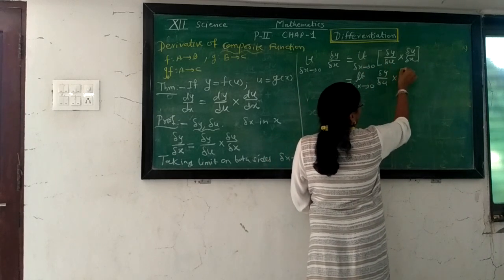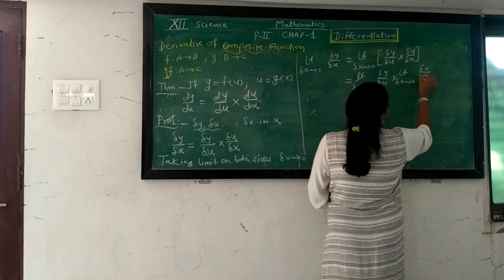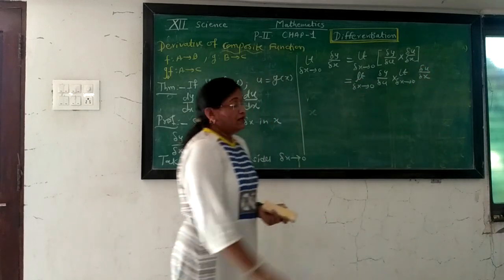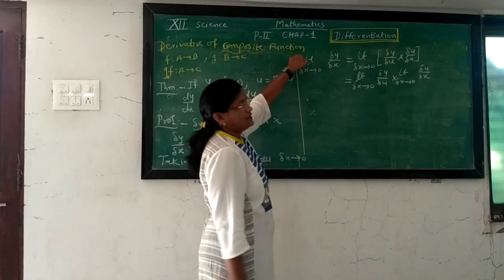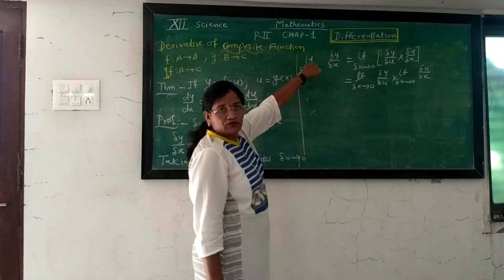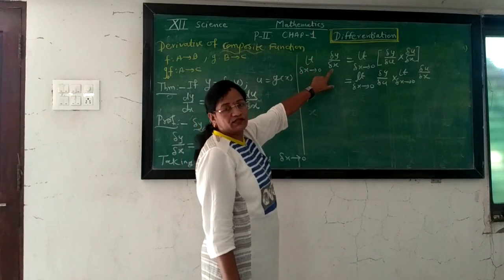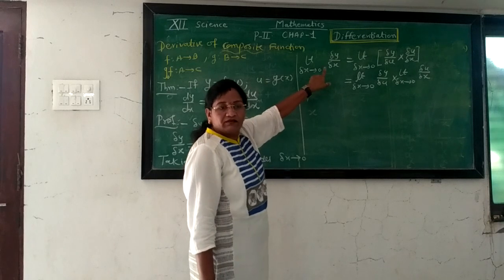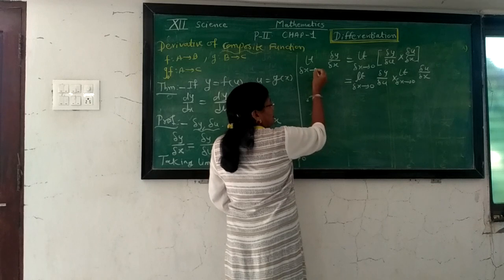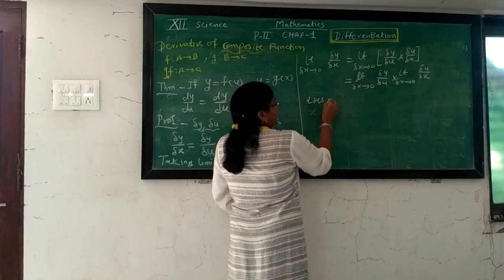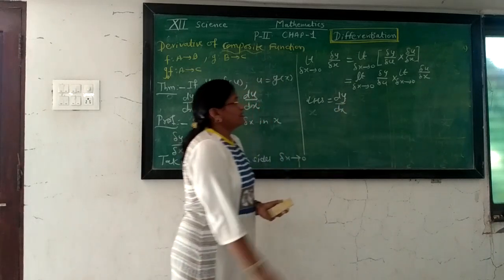Means you can separate this limit as delta x tends to 0 of delta u by delta x. Here, on the LHS, the ratio delta y by delta x, as delta x approaches 0, since y is a differentiable function of x, this limit exists and is finite, so its value is equal to dy by dx. Therefore the limit on the LHS exists and equals dy by dx. Now the question is about the right side.